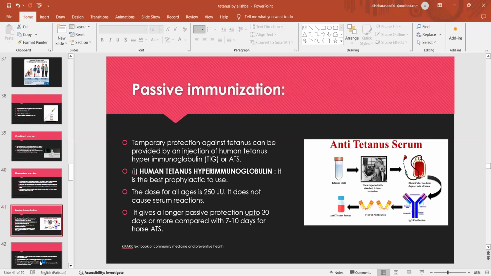Temporary protection against tetanus can be provided by an injection of human tetanus hyperimmunoglobulin or ATS. Human tetanus hyperimmunoglobulin is the best prophylactic to use. The dose for all ages is 250 IU. It does not cause serum reactions. It gives a longer passive protection, up to 30 days or more, compared with 7 to 10 days for horse ATS.